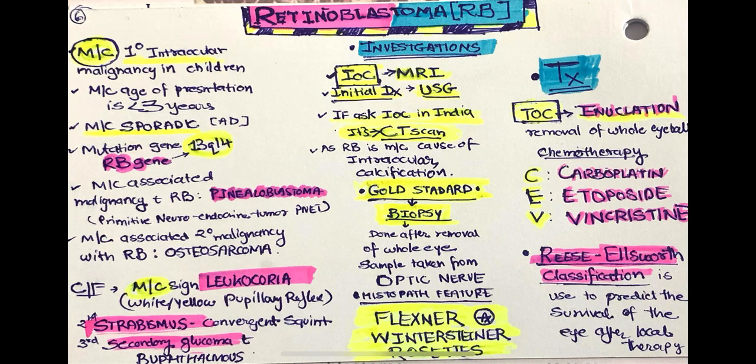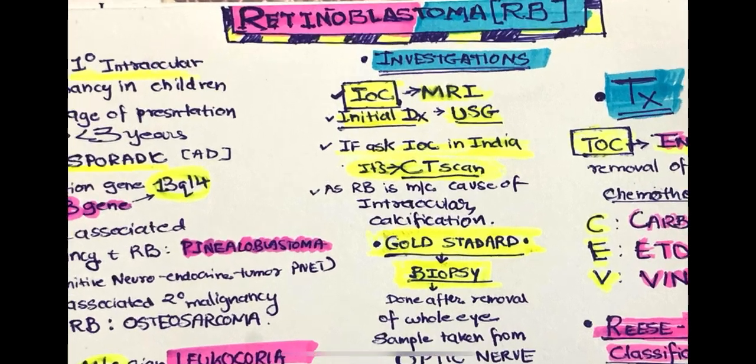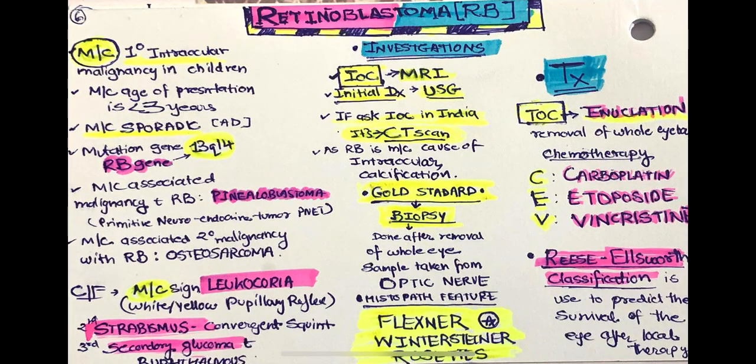Let's quickly discuss the disease retinoblastoma, the most common primary intraocular malignancy in children. It is sporadic. The age of presentation is less than 3 years. The gene that gets mutated is the RB gene located on this chromosome. The most common associated malignancy with RB is pinealoblastoma. The most common secondary malignancy is osteosarcoma. The signs are leukocoria, as we saw in the clinical question, the white yellow pupillary reflex, strabismus, convergent squint, or esotropia.